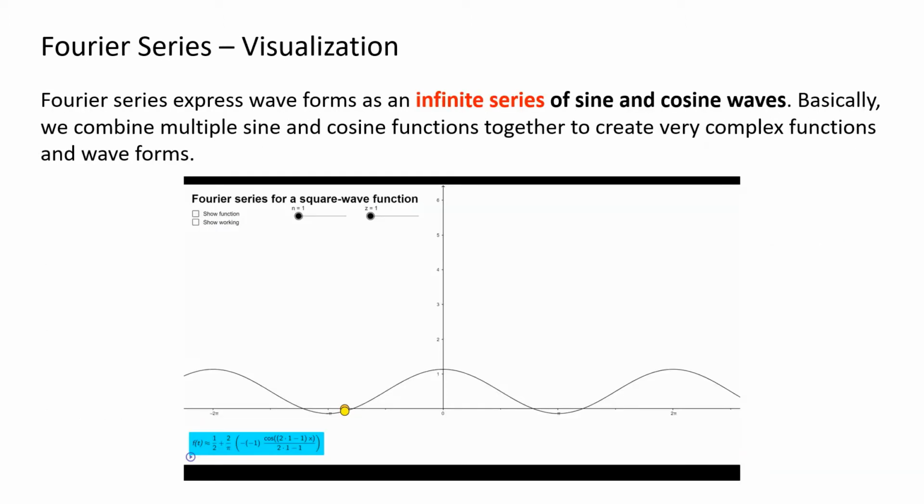So before I show you the form of Fourier series, I want to explain exactly what it is. So Fourier series, they're an infinite series combining sine and cosine waves together. So what they do is as you combine different sine and cosine waves, you get much more complex wave functions. And I'm going to show you this by showing you an example.